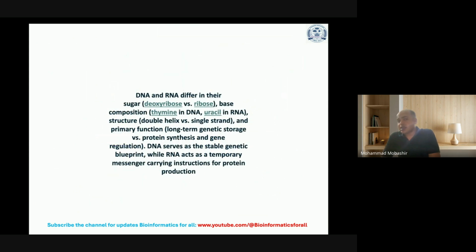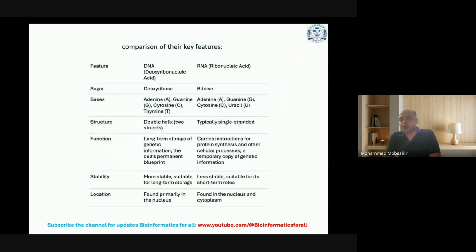Now, DNA and RNA, if you want to go for a complete detailed comparative study, then DNA and RNA differ in sugar. So in the sugar, one has deoxyribose, another has ribose. Base comparison, like thymine and uracil. Then structure, one has a double helix, another is single strand. And primary function also, long-term genetic storage versus protein synthesis and gene regulation. DNA serves as the stable genetic blueprint, while RNA acts as a temporary messenger carrying instructions for protein production.